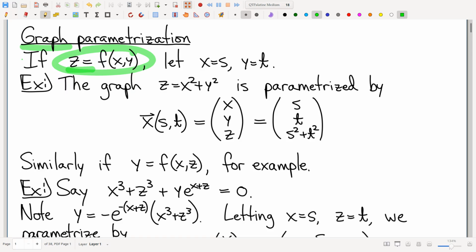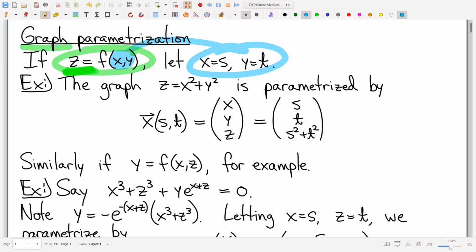If you are looking at a graph, very importantly, you have to be able to solve for one of the variables as a function of the others. That's the condition, non-negotiable. One of the variables needs to be a function of the others. If that's the case, let your input variables be your parameters, and then just let it all work itself out. And it'll work itself out.